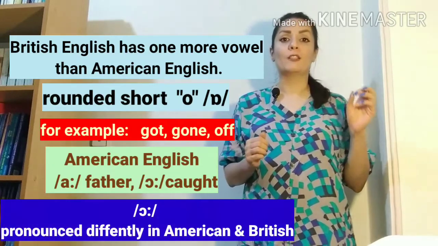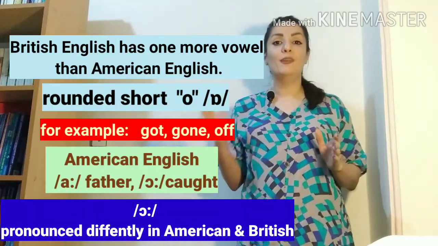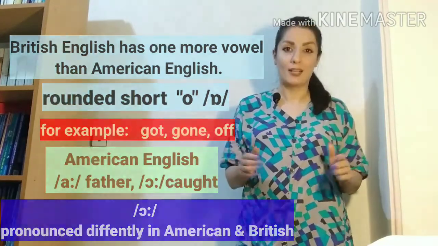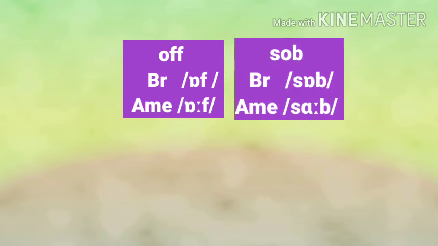This vowel is also pronounced rather differently in American and British accents. Rounded short O. This word is pronounced off in British accent, off in American accent. Sob in British accent, sob in American accent.